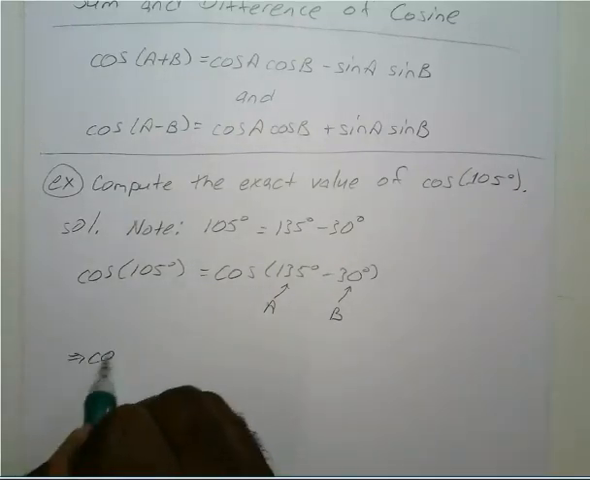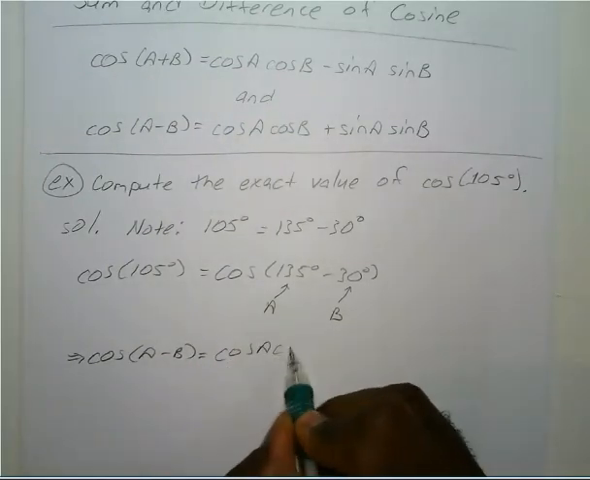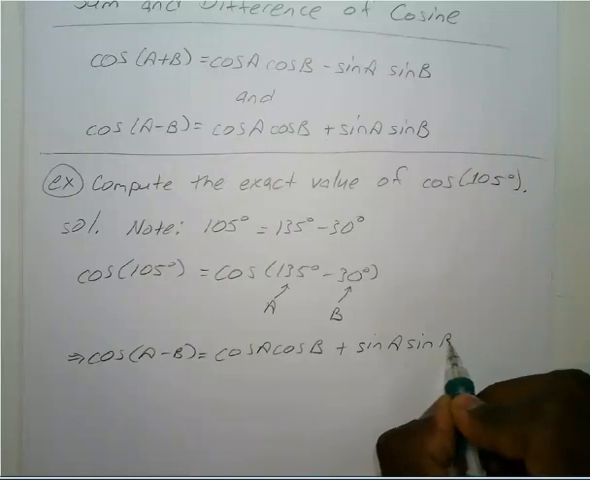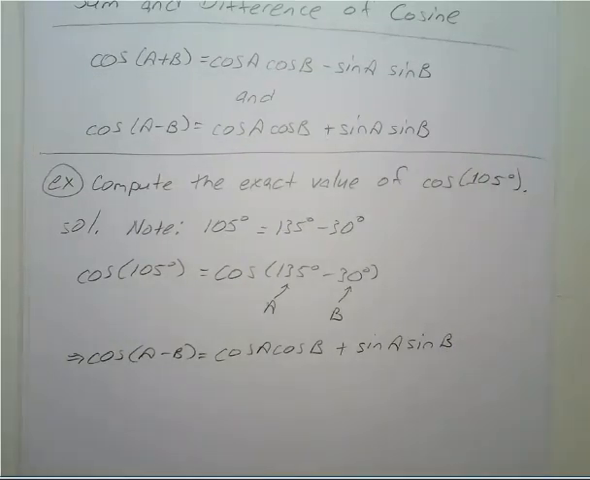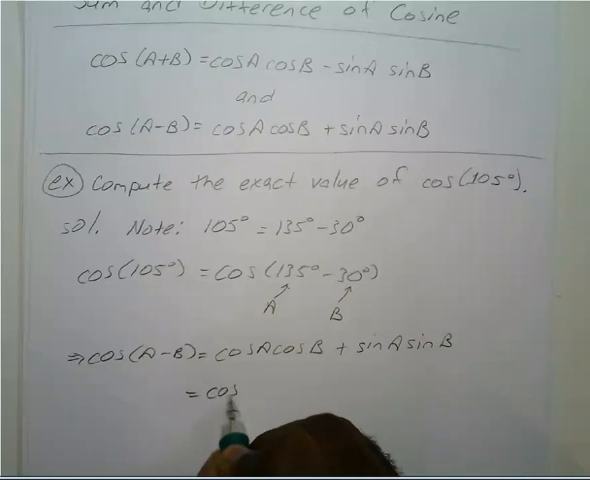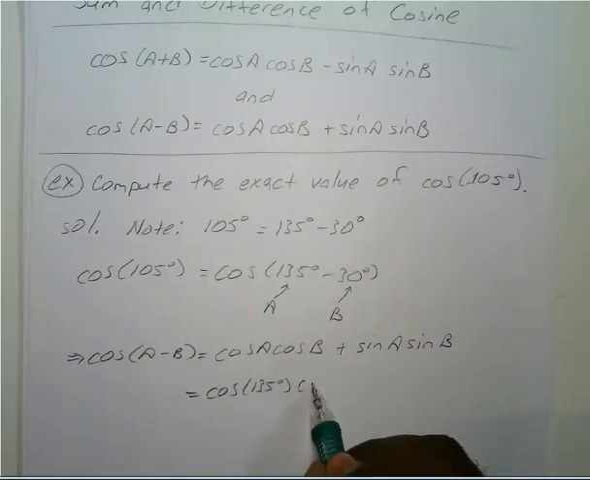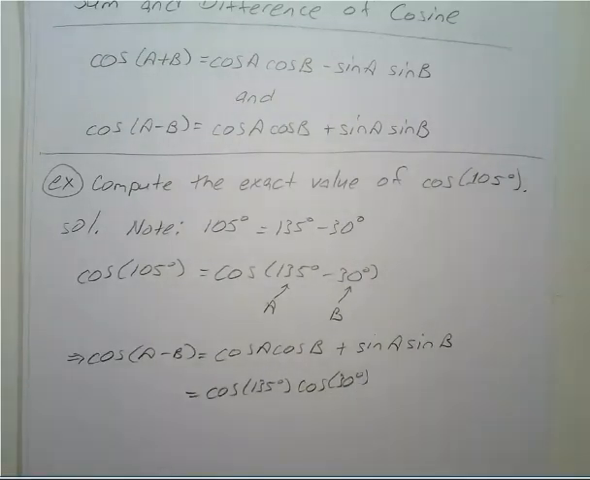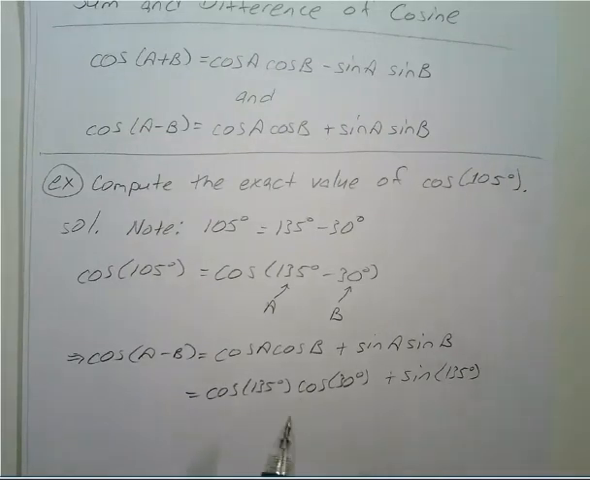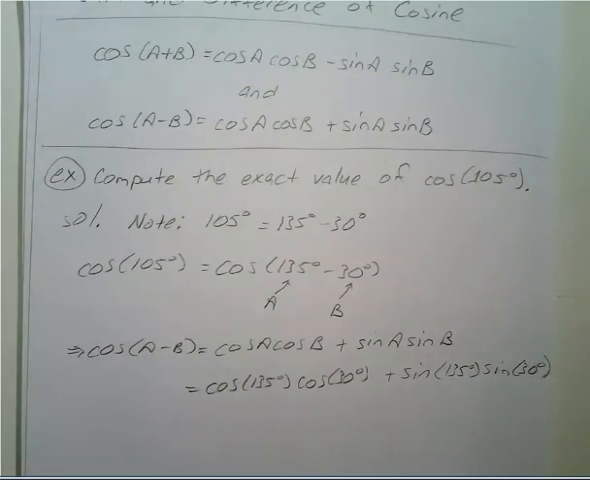We know that cosine of A minus B is equal to cosine of A times cosine of B plus sine of A times sine of B. So that means cosine of A is cosine of 135 degrees times cosine of B, so times cosine of 30 degrees, plus sine of A, that's sine of 135 degrees, times sine of B, just sine of 30 degrees.